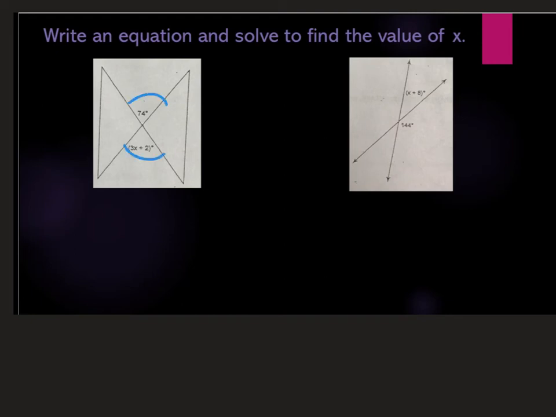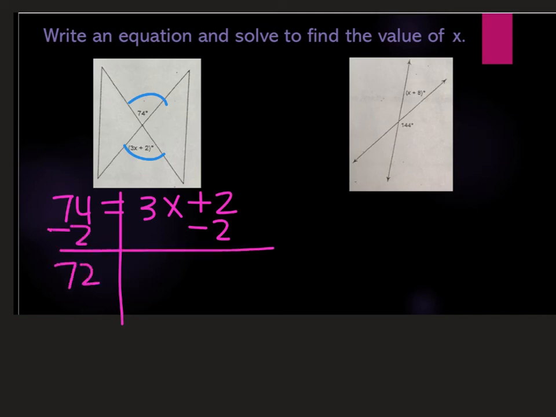So right across from each other on that one. So that means they are congruent or equal to each other. So we actually want to set 74 equal to 3x plus 2 and still solve it like we did all of the others. So subtract 2, we get 72 equals 3x, divide by 3, should get 24 equals your x here.